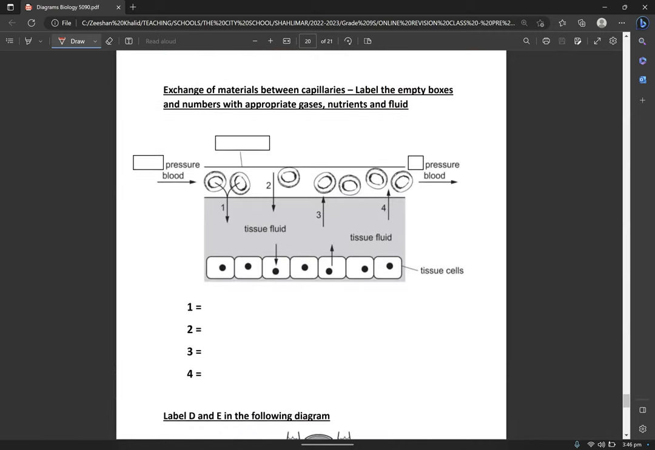ओके, द नेक्स्ट लेबल फ्रॉम दिस टॉपिक इज एक्सचेंज ऑफ मटीरियल बिटवीन कैपिलरीज. Exchange of material between capillaries. Label the empty boxes and numbers with appropriate gases. चलें जी. So one, हमें पता है ये जो red blood cells हैं इनसे oxygen gas जो है वो diffuse करती है. अच्छा, और two पे tissue fluid escape करता है, ये तो लिखा भी हुआ था उन्होंने, बड़ा simple सा है.